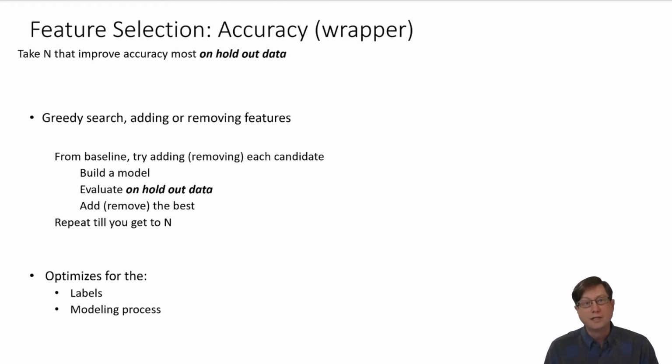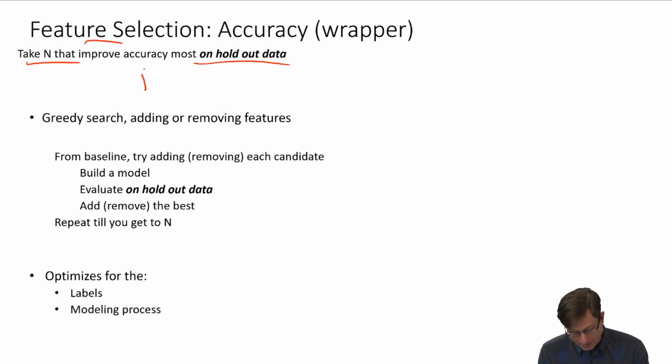That is feature selection by using accuracy, or sometimes it's called a wrapper method, because you wrap feature selection around a modeling process and use the modeling process to evaluate how good each feature is. And at the end of it, you take the N that improve accuracy the most on holdout data.